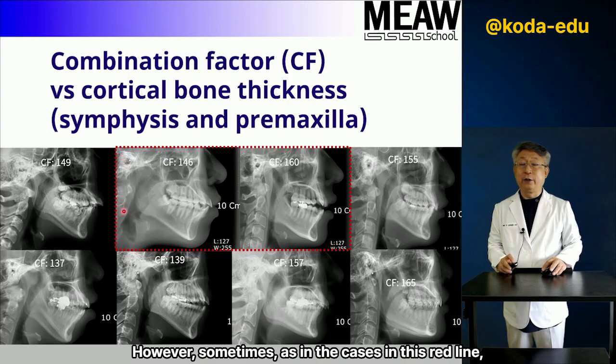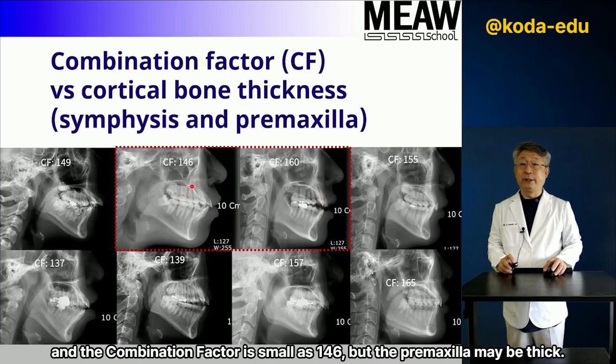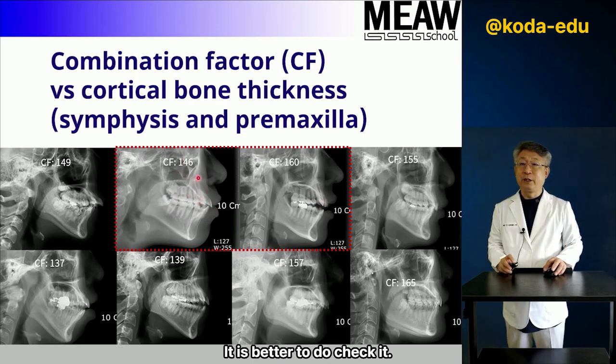However, sometimes, as in the cases in this red line, the combination factor is 160 with an anterior open bite, but the premaxilla is thin. And the combination factor is as small as 146, but the premaxilla may be thick. It is better to check it.